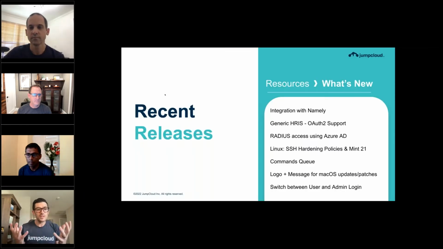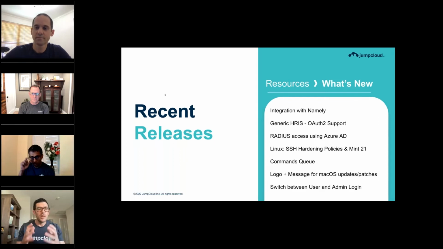And now into some recent releases. If you're ever curious about what's happening, you can always hop into our console, hit resources, and then What's New. Here's a quick rundown list in case you haven't visited in a while. We have a new integration with Namely, as well as generic OAuth 2 support, RADIUS for using Azure AD. Again, thinking about that Open Directory platform approach, some Linux hardening, commands queue, as well as some updates on patching notifications. And my favorite sneaky feature, switching between users' admin login, is absolutely amazing, especially if you're going through some testing for SSO connectors, whatever that might be.